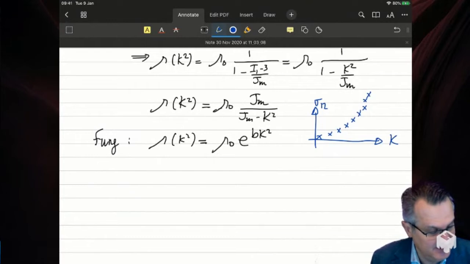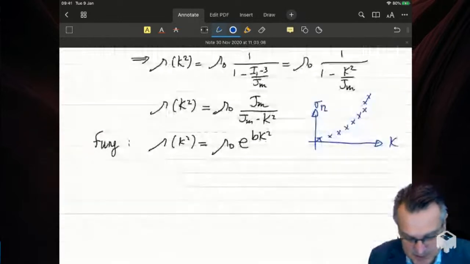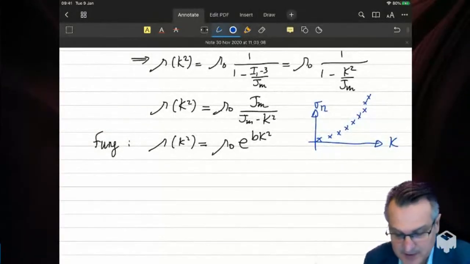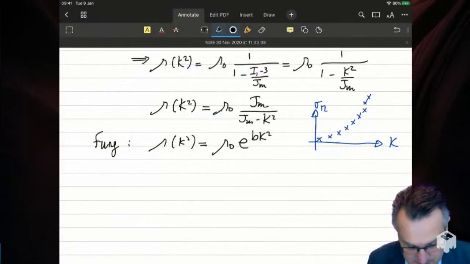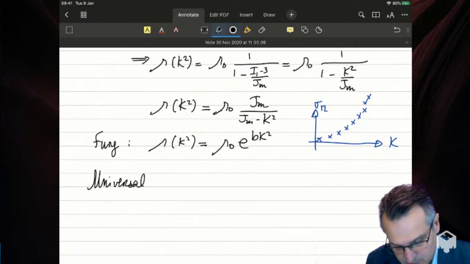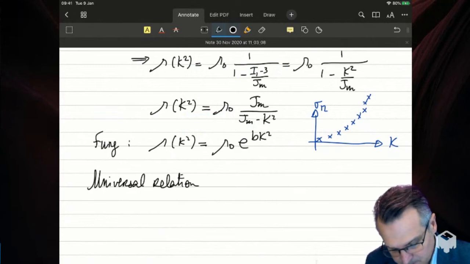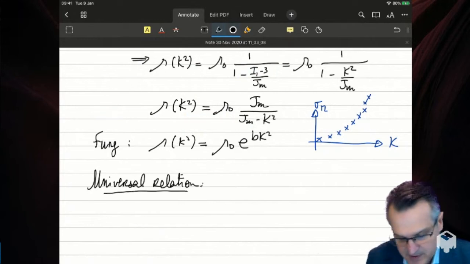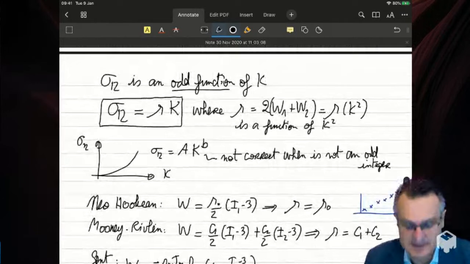What else can we say? Oh yeah, we can find a nice connection, and I'm going to call it universal because it works for any W, universal relation. And that's the one that was in the assignment.